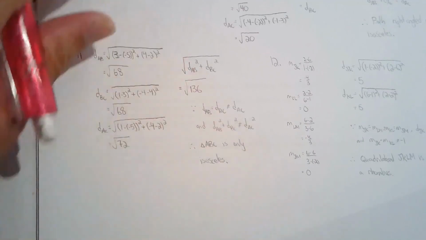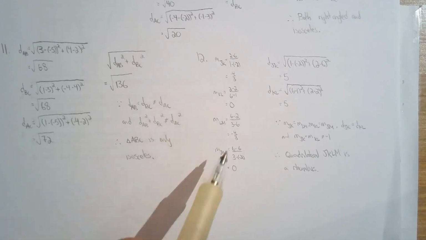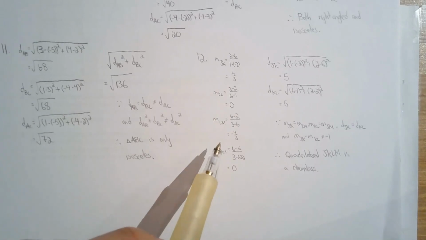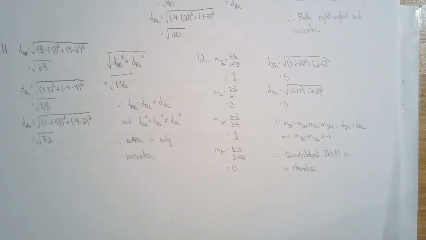Okay, what about 12 here? Ooh, a quadrilateral. Okay, so I solve for all 4 slopes. So it's definitely a parallelogram. It's not a square, not a rectangle. I need the side lengths. Oh, adjacent sides are the same length, then it's a rhombus. So that's the solutions for classifying triangles and quadrilaterals.